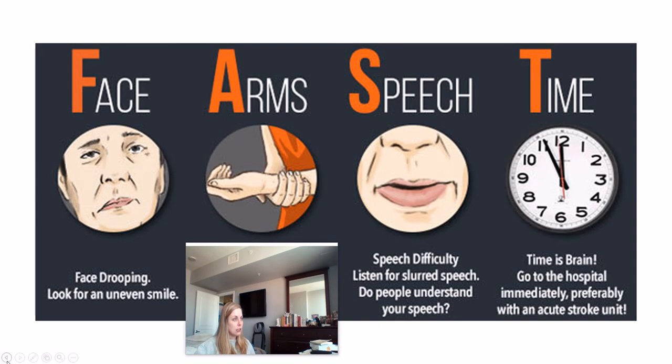Okay, so what do you do if you have a stroke? We want to get this person to the hospital fast because time does matter in how we're going to treat this patient.